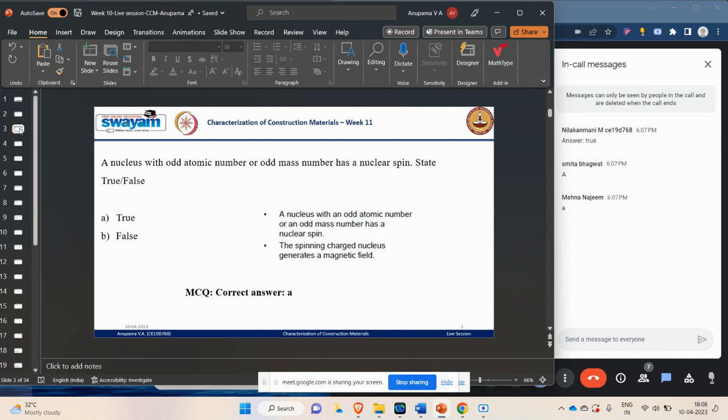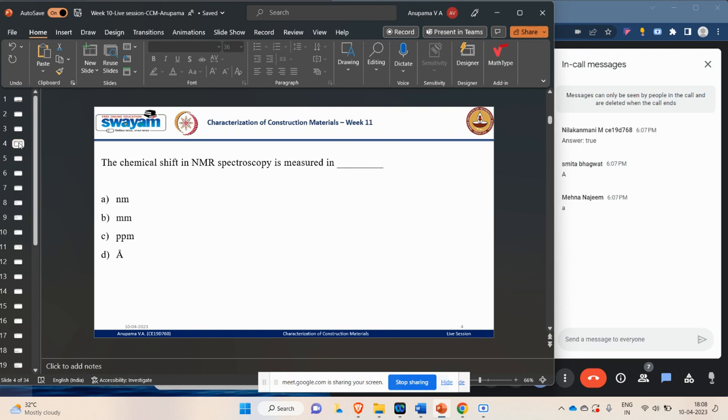So the correct answer is option A, that is true. A nucleus with an odd atomic number or an odd mass number has a nuclear spin, and it is based on this nuclear spin that we characterize a material through nuclear magnetic resonance or NMR. So let's move to the next question.